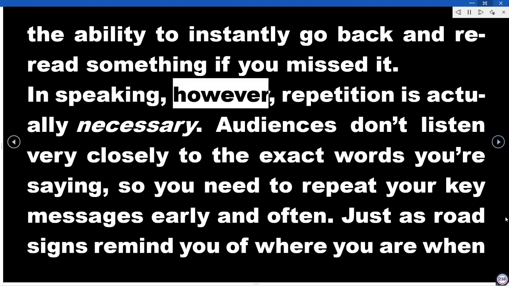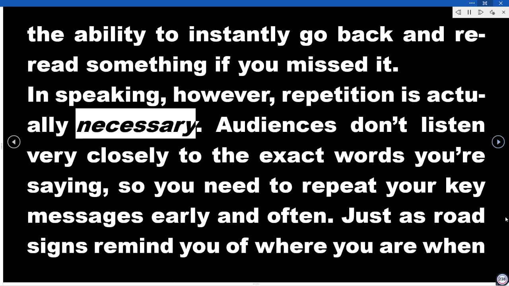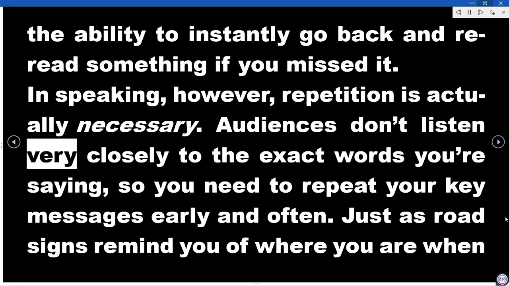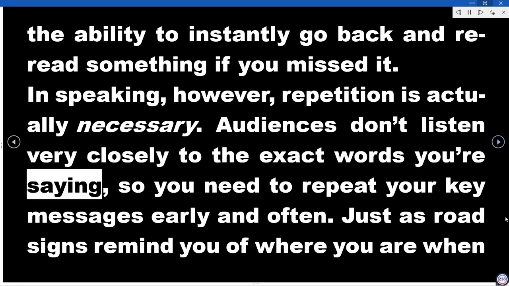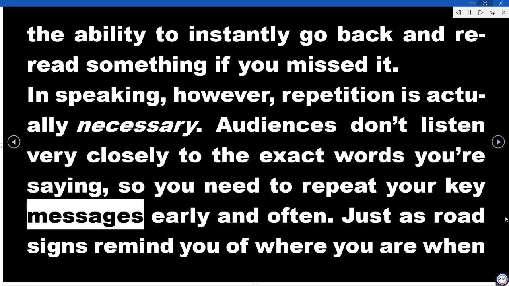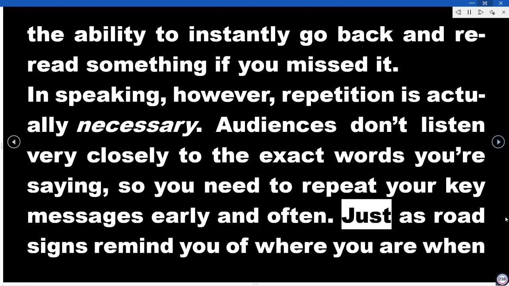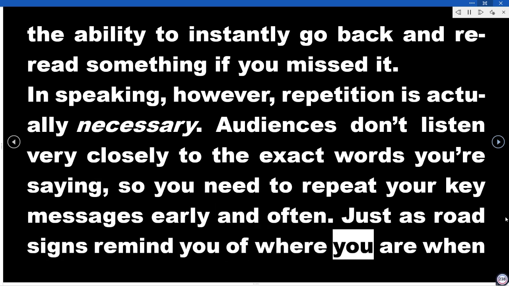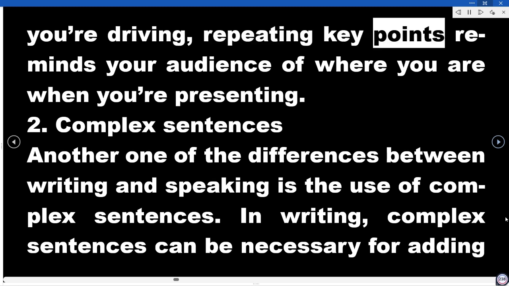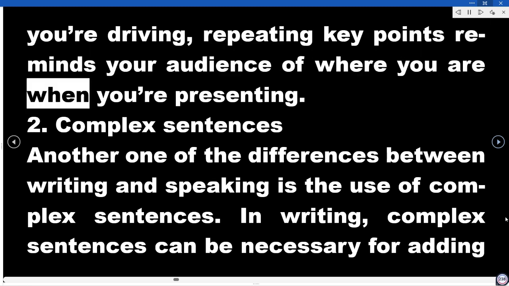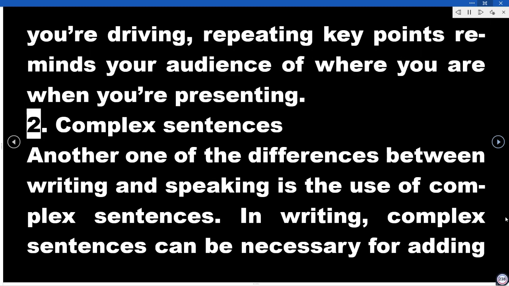In speaking, however, repetition is actually necessary. Audiences don't listen very closely to the exact words you're saying, so you need to repeat your key messages early and often. Just as road signs remind you of where you are when you're driving, repeating key points reminds your audience of where you are when you're presenting.